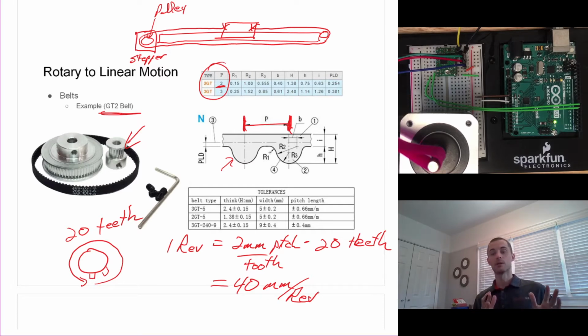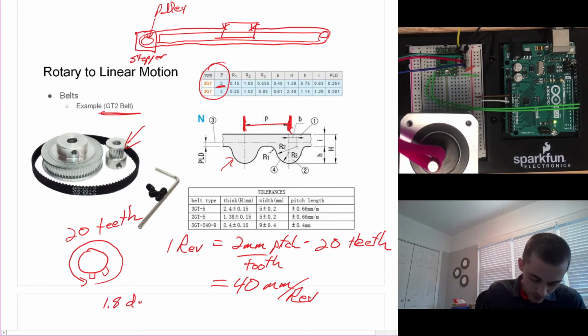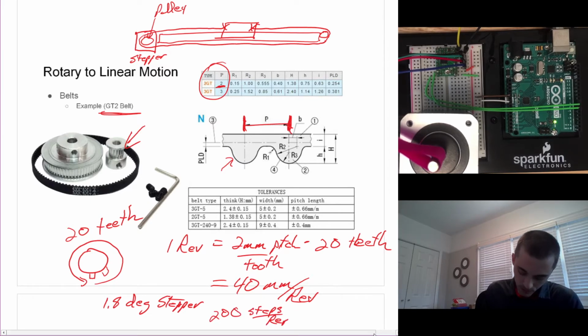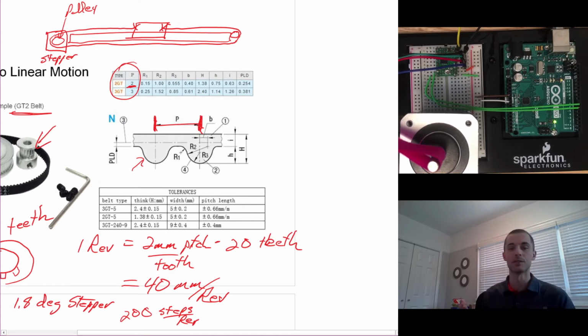And the stepper motors, because they're set up in a way where the most common ones are 1.8 degrees, there's also 0.9 degrees. That tells us the number of steps per revolution. And so for a 1.8 degree stepper motor, we'd have 200 steps per revolution.